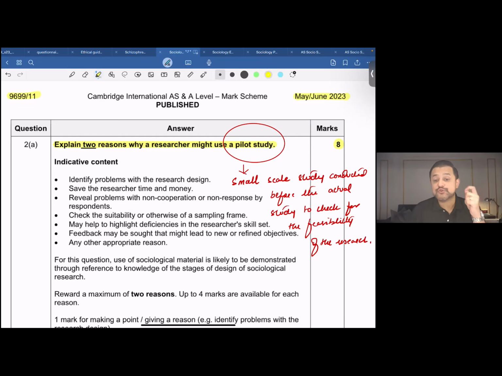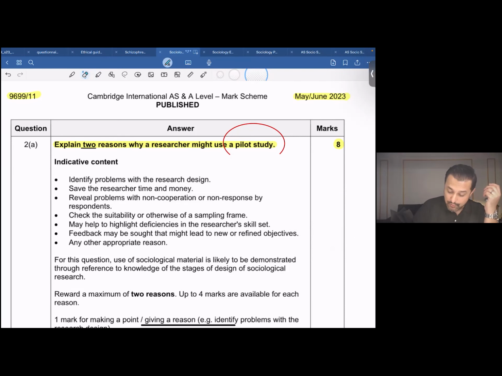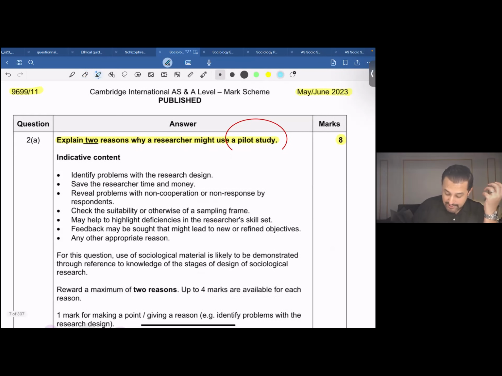Explain two reasons why a researcher might use a pilot study, right? Why do you think a researcher needs to conduct a small scale study before he or she conducts the actual study? Now, moving ahead, the first indicative point that we have over here is that it helps the researcher identify problems with the research design.